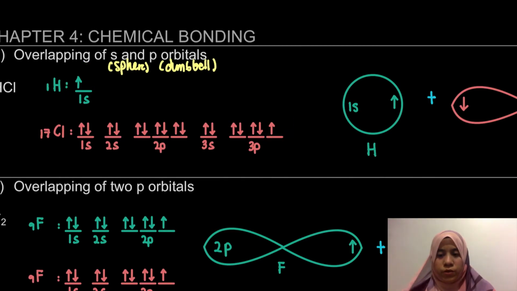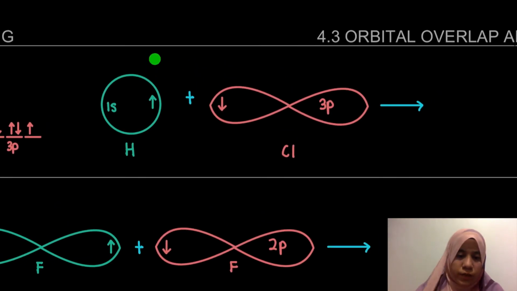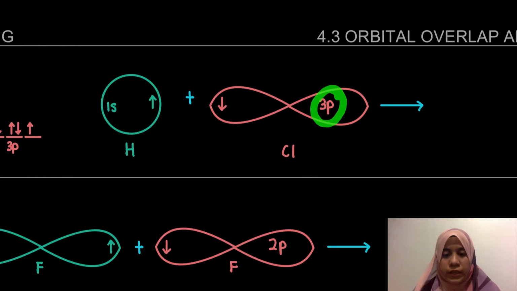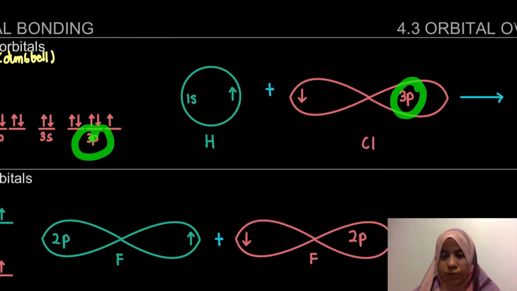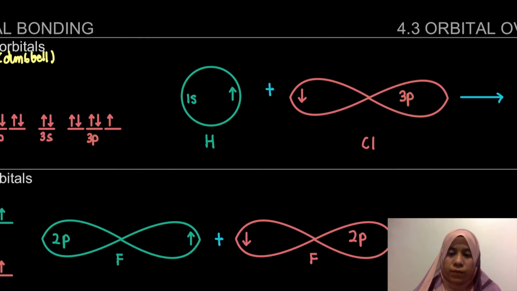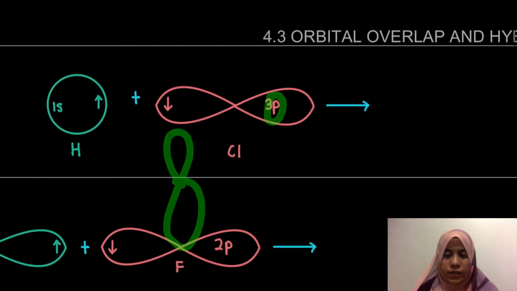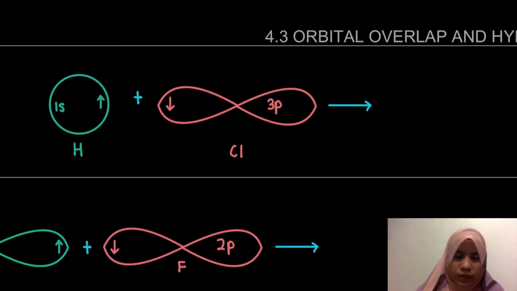Okay, so what I'm going to draw is my 1s my hydrogen, labelkan 1s, and then my chlorine. Make sure chlorine ni dia adalah 3p, so label lah 3p. Okay, and the shape itself memang dumbbell. So label satu sahaja pun boleh. Label satu sahaja, tak payah label dua-dua. Memang p orbital kan memang dumbbell. Okay, so how we going to draw the product itself? So I'm going to draw the product.